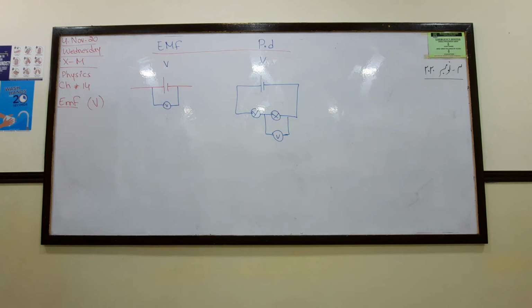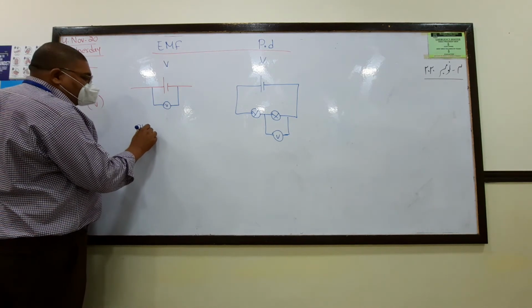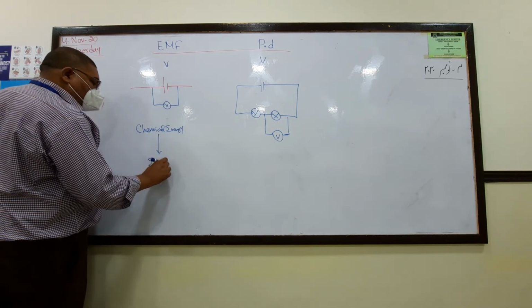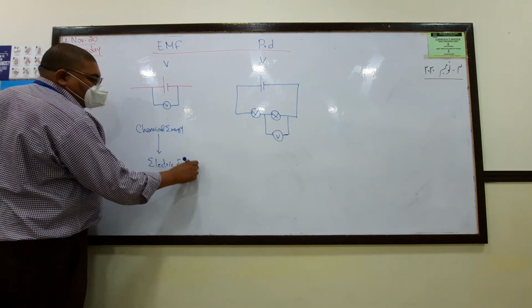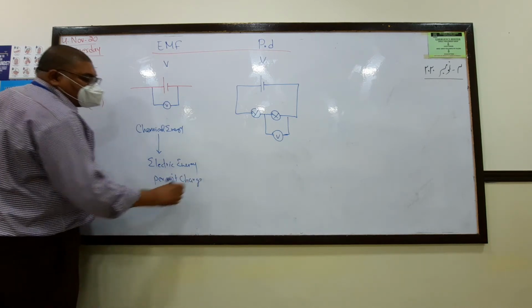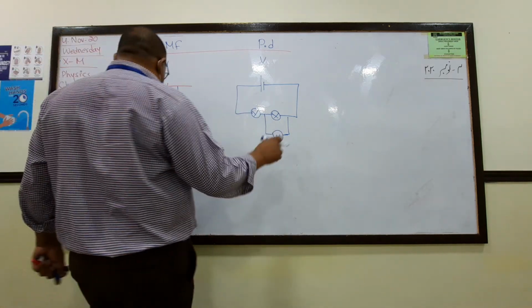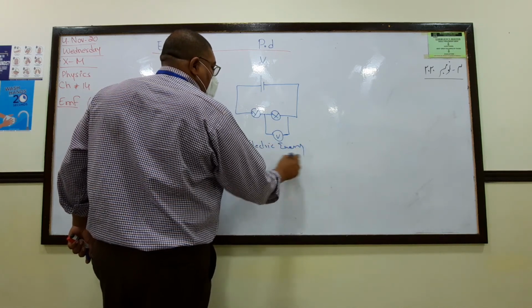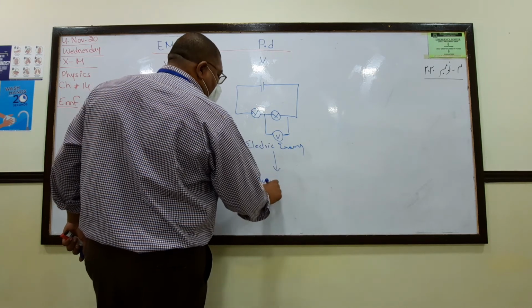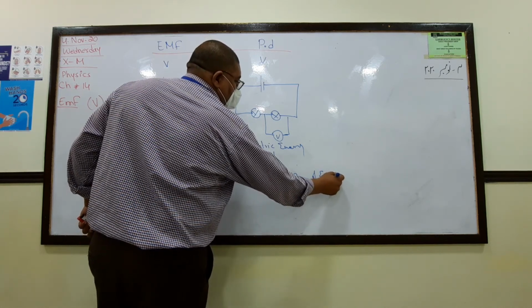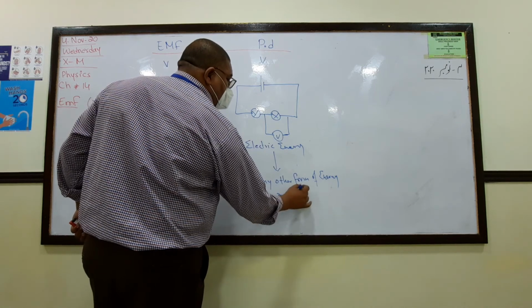Okay, another thing. When you define EMF, you use the words that chemical energy is converted into electric energy, and you say per unit charge. These are the words you use. When you define potential difference, you say electric energy converted into any other form of energy, and you also use the words per unit charge.